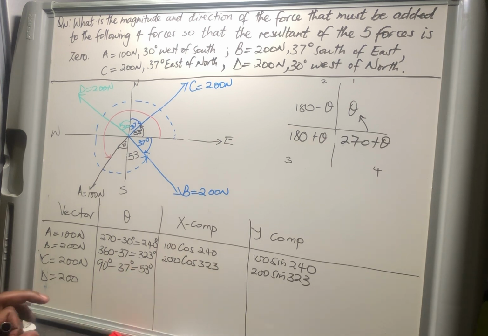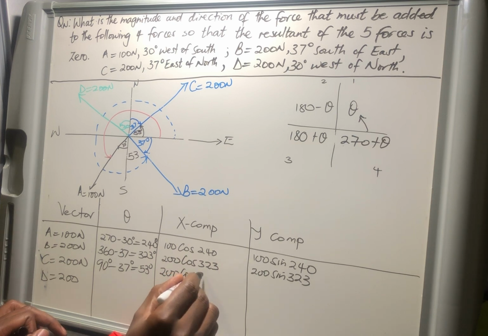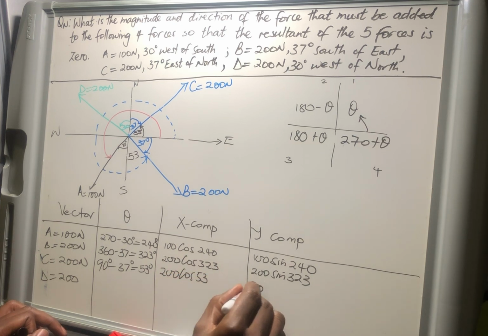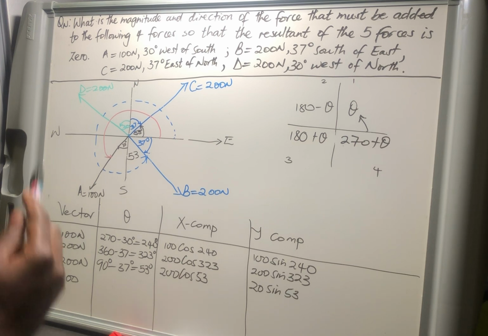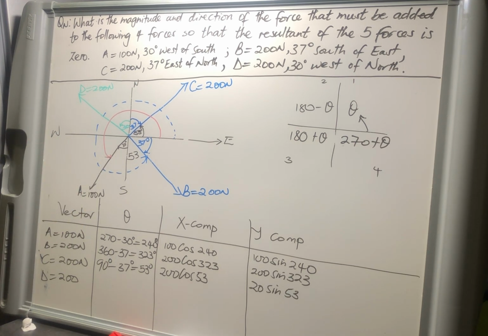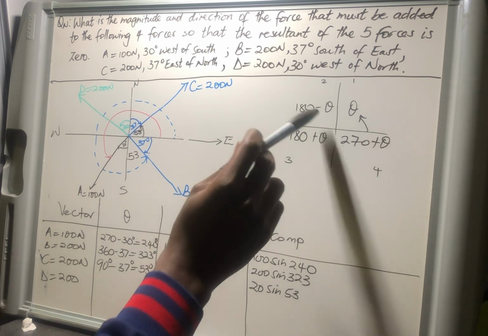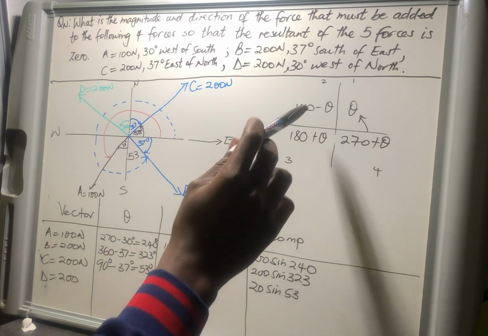So your x comp will be 200 cos 53. Then your y comp will be 200 sine 53, like this. Hopefully it's also still visible. Well, for D, the angle for D we are given is 30, which is way less than the angle that is expected here.